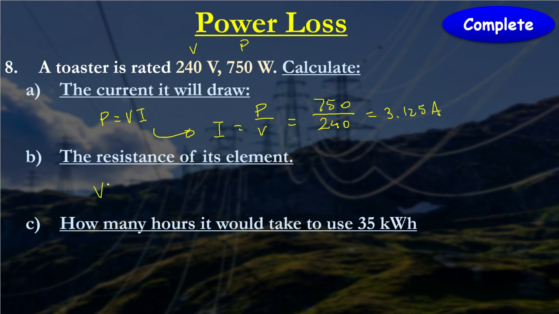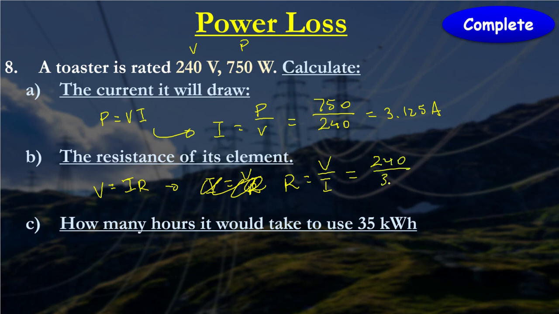What is the resistance of our circuit? So we're using Ohm's Law here. We are going to do voltage divided by resistance. Oh, we're trying to find resistance, sorry. So resistance is equal to voltage divided by current. So 240 divided by 3.125. And so that is approximately 76.8 ohms.